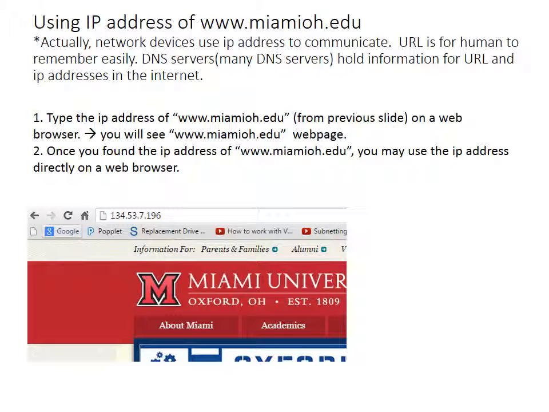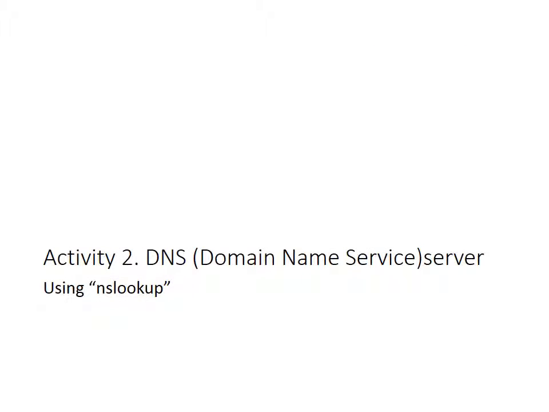So we use URLs. There are some computers on the Internet that translate a URL to an IP address. That is the DNS, Domain Name Service, server. DNS is Domain Name Service. A DNS server maps IP addresses and domain names.